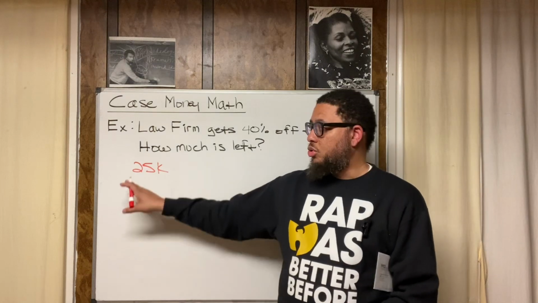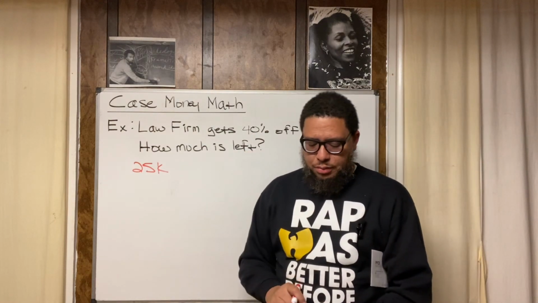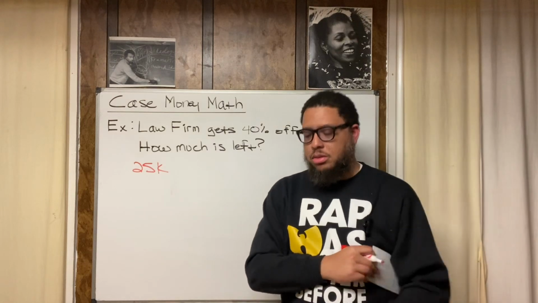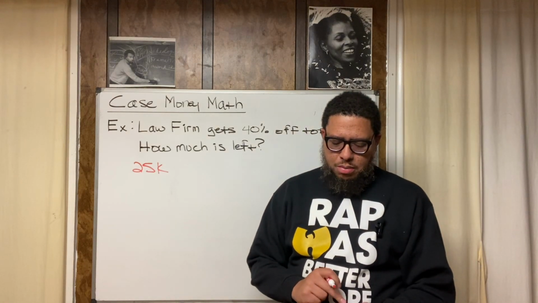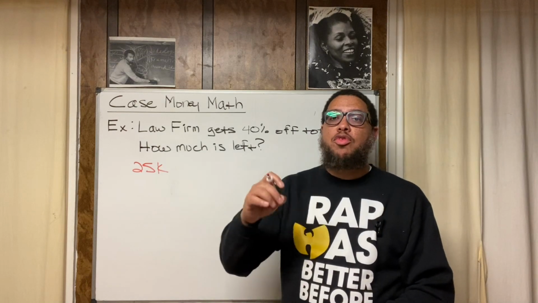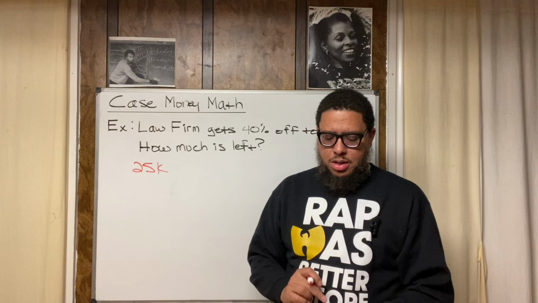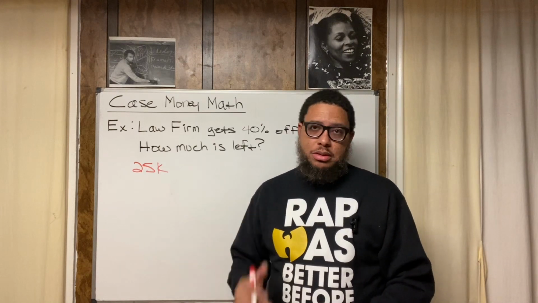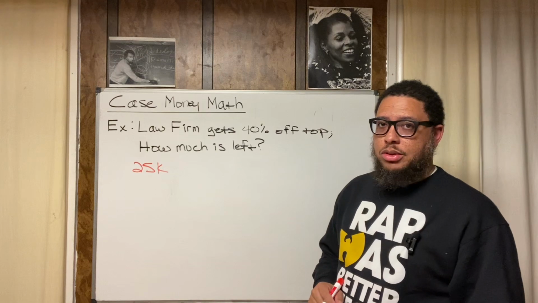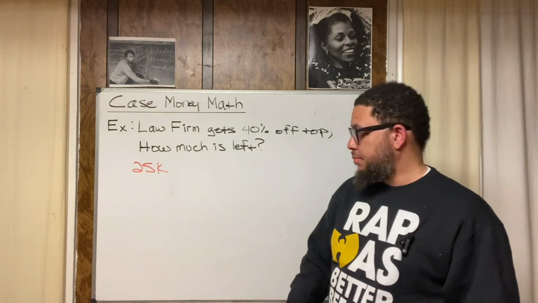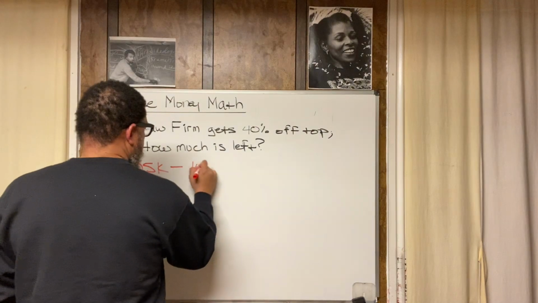So basically, you could do 25,000 times 0.4. So I'm going to put that in my calculator. Times 0.4. Not 0.04, just 0.4. And that equals $10,000. So 40% is $10,000. So they're taking that 10 grand off the top. So that's going to be 25K minus 10K.